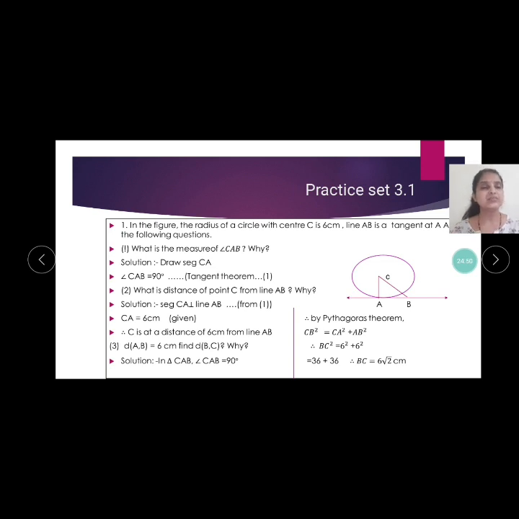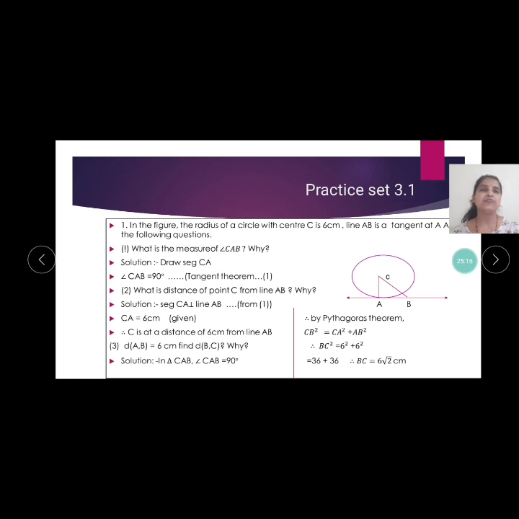In that figure, C is the center, CA is the radius and AB is the tangent to the circle. Okay, we have to find out the measure of angle CAB. We have drawn CA. Okay, so the measure of angle CAB will be equal to 90 degrees. Tangent theorem, we have just proved.